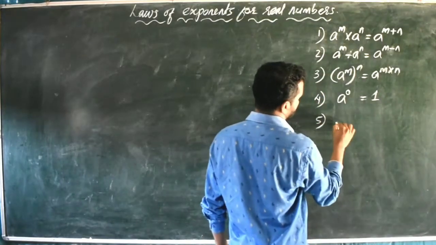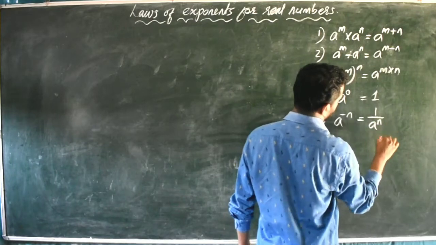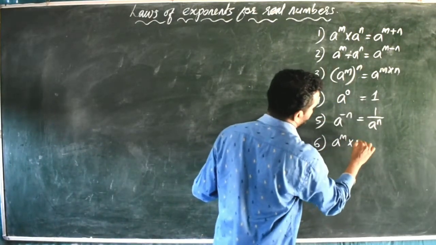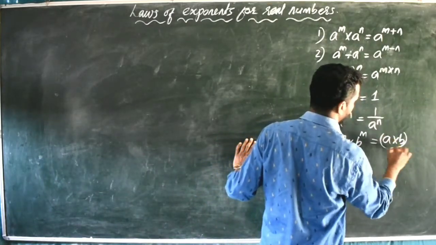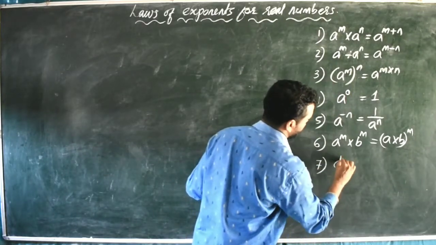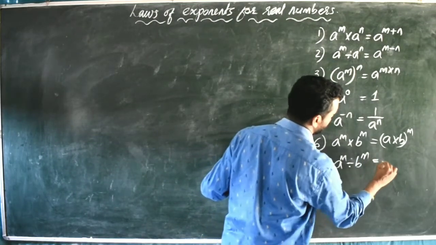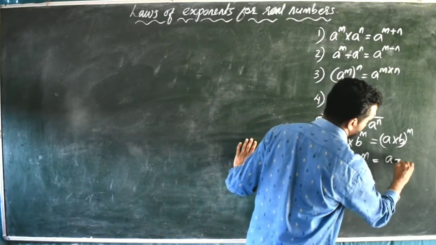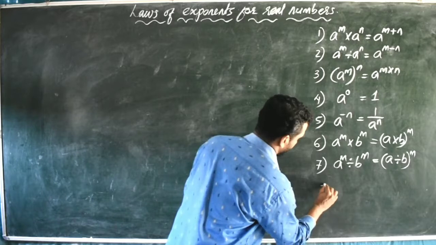Number 5, a raised to minus n is equal to 1 by a raised to n. Number 6, a raised to m into b raised to m is equal to a into b the whole raised to m. Number 7, a raised to m divided by b raised to m is equal to a divided by b the whole raised to m.